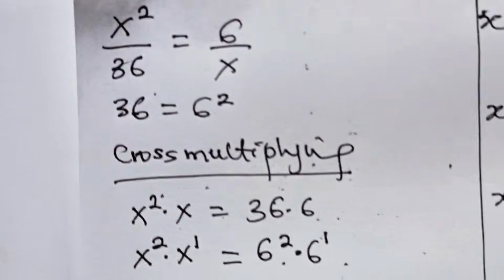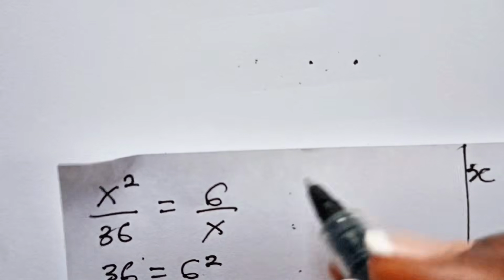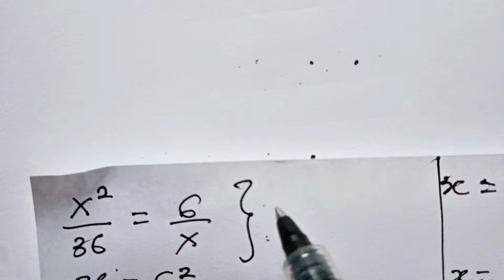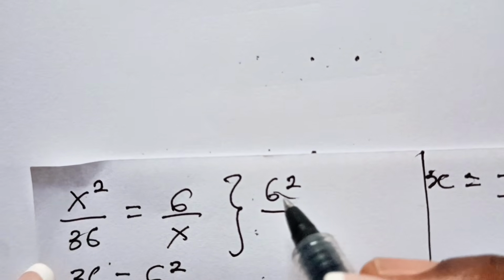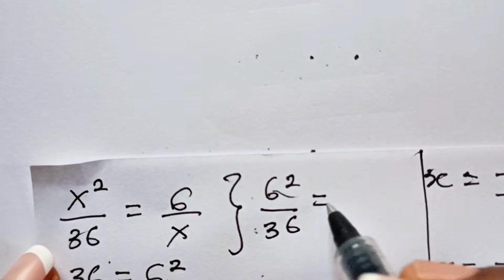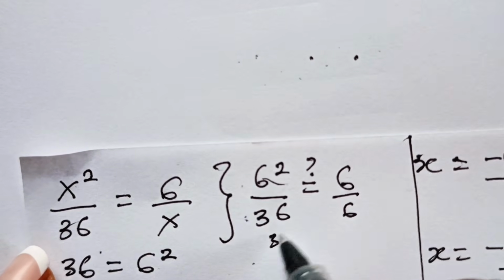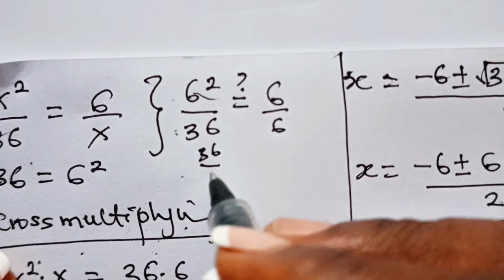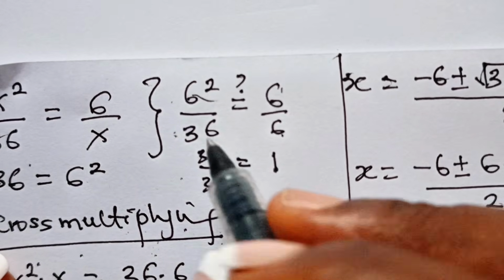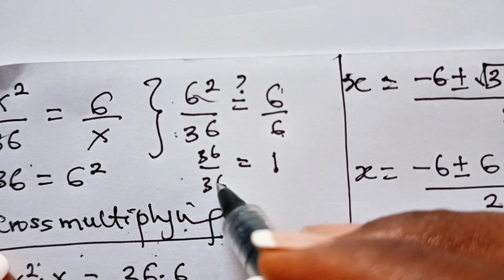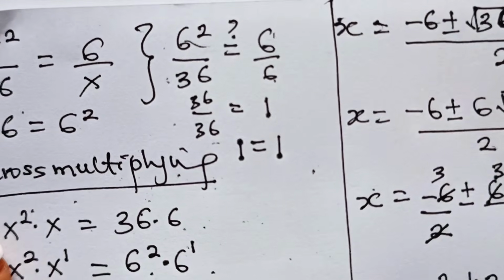So if we decide to verify this, if we take x to be equal to 6, we can see if we substitute x equals 6 here, we are going to have 6 raised to the power of 2 divided by 36 equals, is this equal to 6 divided by 6? We know that 6 squared is 36, so we are going to have 36 divided by 36. And is this equal to 6 divided by 6, which is 1? And that's true, because 36 divided by 36 is equal to 1. So we are going to have 1 is equal to 1. And this proves that we are correct.